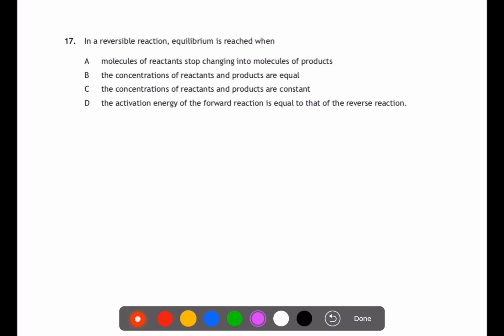Question 17. In a reversible reaction, equilibrium is reached when? This is purely a definition question that you need to know. So within an equilibrium reaction, the reactants are turning into the products and the products are turning into the reactants, and this is a dynamic process which does not stop. So A is not the answer. The concentrations of the reactants and the products are rarely equal but are always constant. So B is not the answer, but C is.